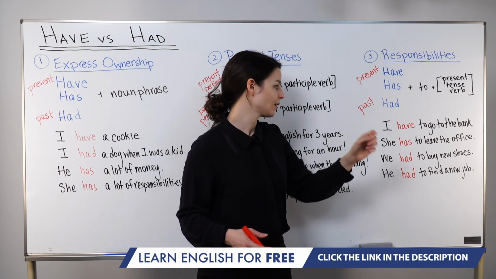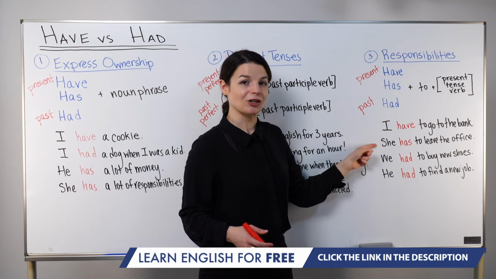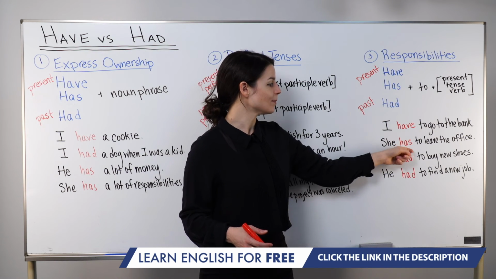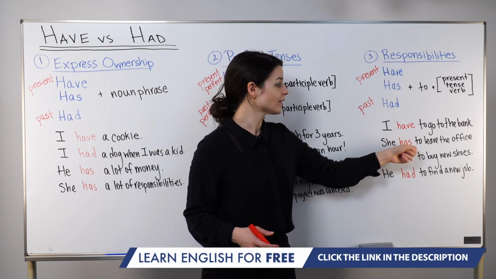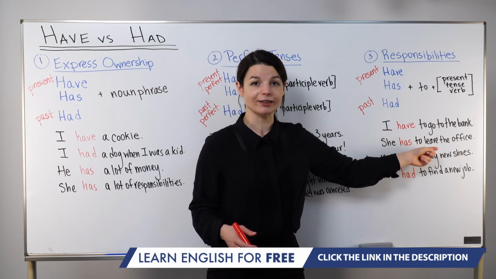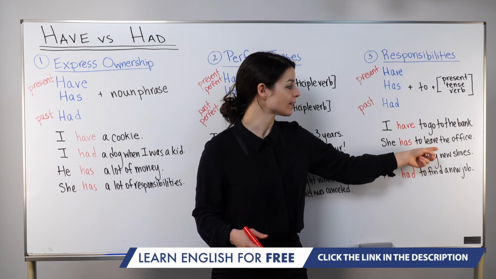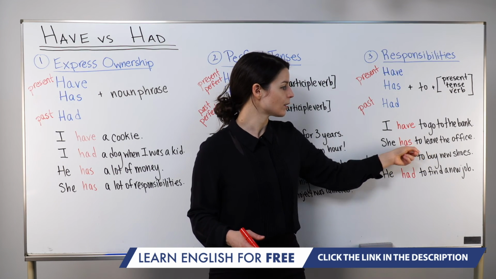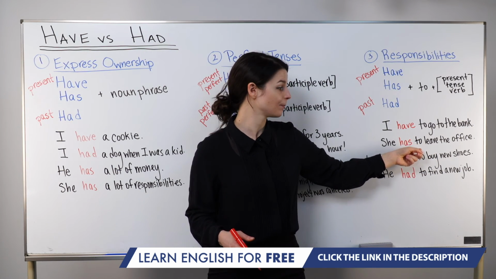Responsibility statement. If my subject is he, she, or it, I need to change my verb to has. She has to leave the office. Leave is my simple present tense verb. I've connected it with to. She has to leave the office.